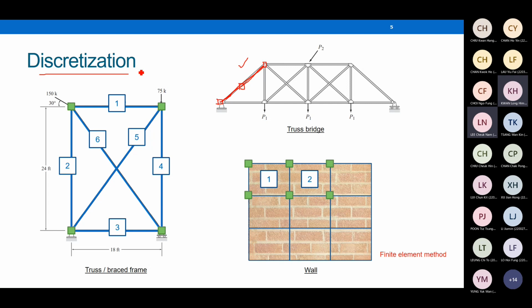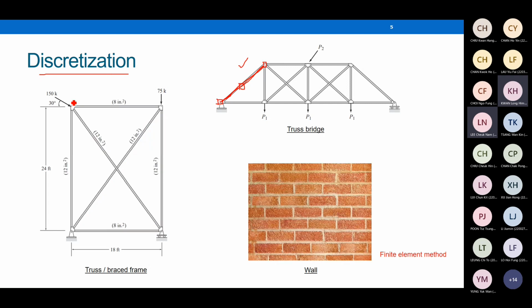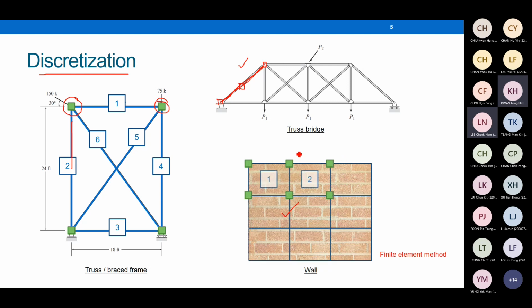Discretizations. We cut a continuous structure. At the beginning, a truss member or a wall is a continuous member. But after cutting, we can describe their properties at isolated nodes. Same for a wall. You can describe the force and displacement at the nodes. That's why we call that discretizations. We change a continuous problem to a discrete problem so that you can solve it mathematically instead of solving a differential equation. You can use a matrix approach right here to solve the problems.